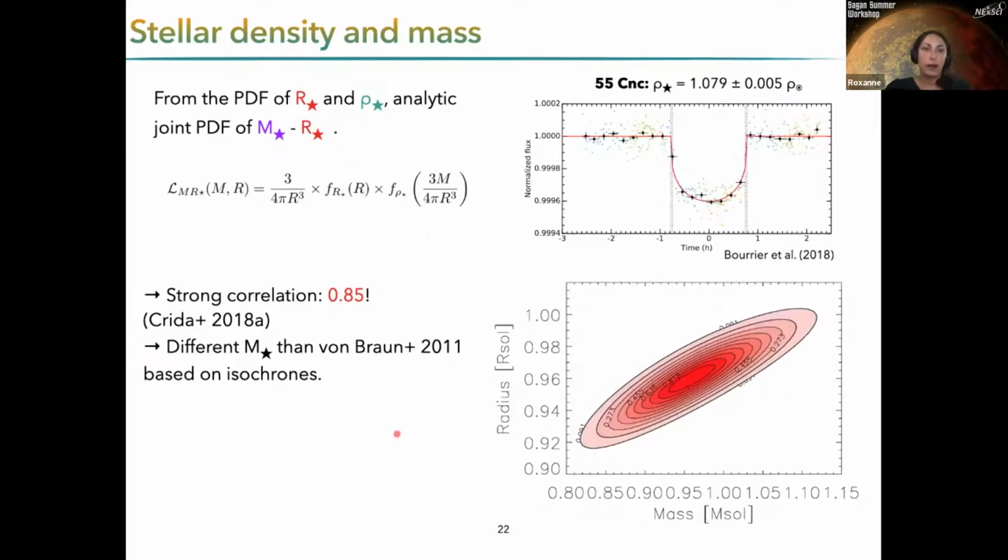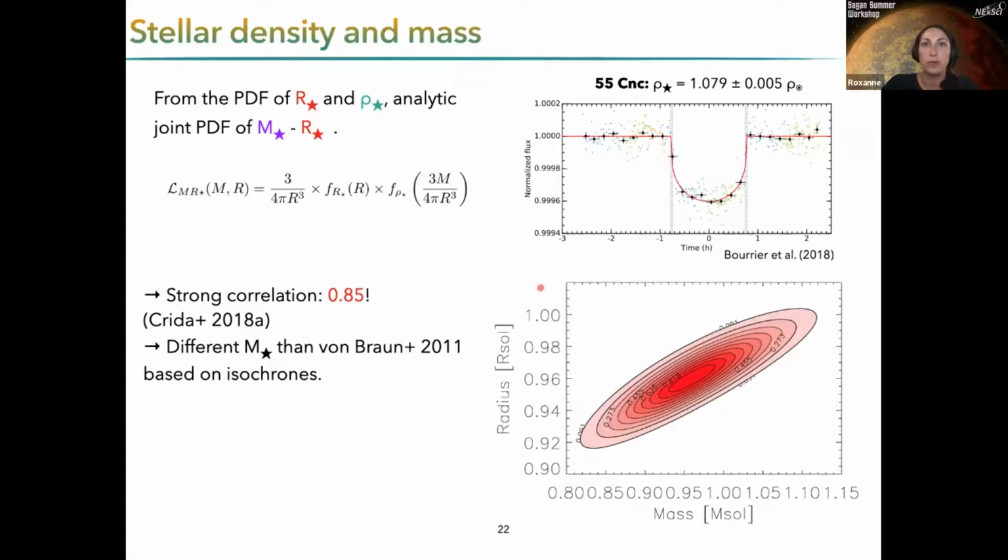So now I will show you two examples of how we use this direct determination of the radius and the masses to determine how some systems are made. I mean, how they were made and what is the composition of their exoplanets. So instead of taking the parameters independently, we can calculate the probability density function of the radius and the density, and the analytic joint PDF of the mass and the radius, which looks like this. And this will give us a probability of having a certain density.